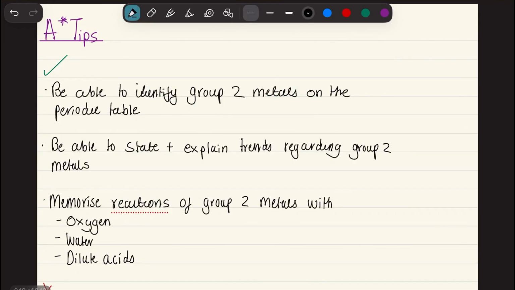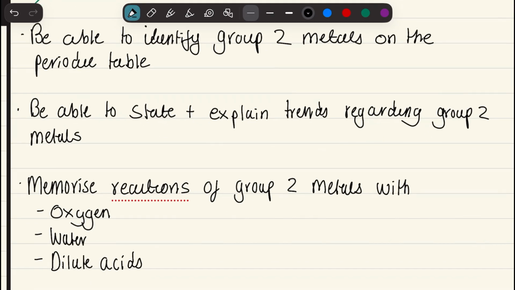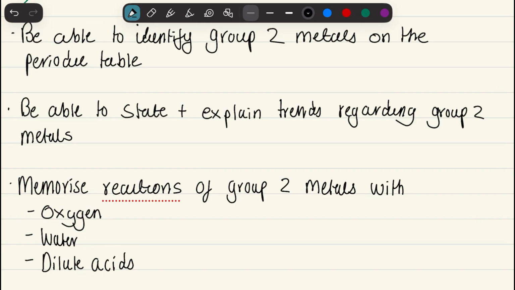Okay, now the A-star tip. So, the first one seems really basic, but just know where these guys are. You don't want to be in the exam and be getting confused. You shouldn't, anyways, but just make sure. And then I think maybe the more important thing is about being able to state and explain trends. It's all good you telling me the reactivity is increasing down the group. I need to know why. So make sure you're really confident in explaining that trend.